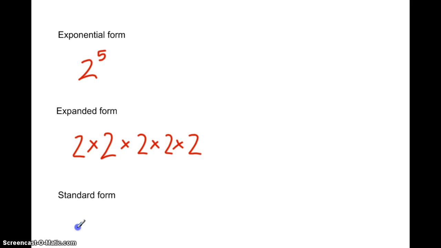So standard form would be like going to a store and you would not see 2 to the 5th dollars on a price tag, and you would not see 2 times 2 times 2 times 2 times 2 dollars on the price tag. You would see the actual price. So that would be 2 times 2 is 4, times 2 is 8, times 2 is 16, times 2 is 32. A standard form, the normal way that you would see that number, is just 32. So that's what that means. All three of these are equal, they're just different forms. Exponential form, expanded form, and standard form.